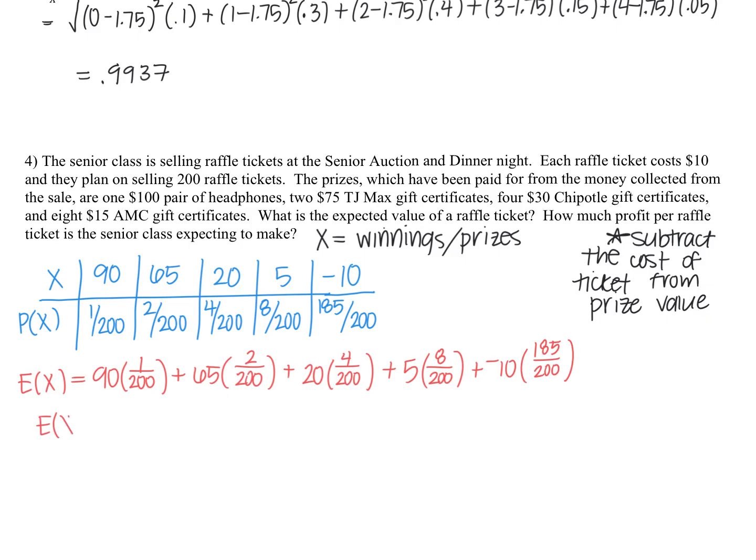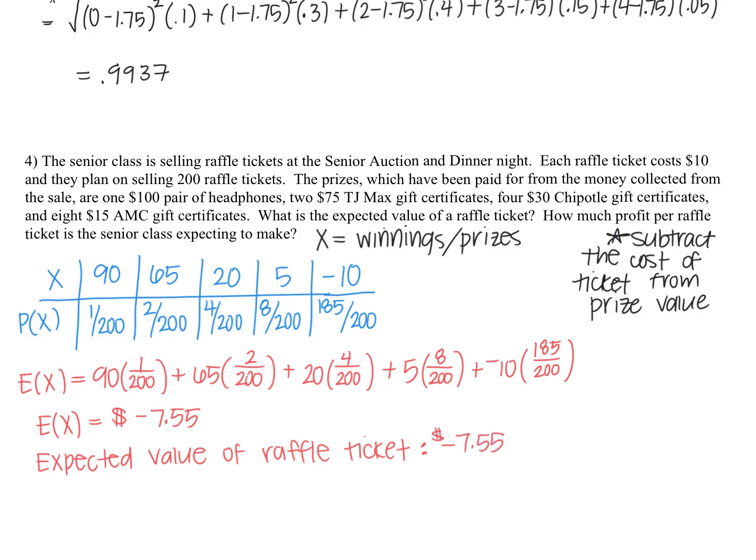So when I plug this in my calculator, we're going to get an expected value, and because it is money, it'll be a dollar sign, and it does end up being negative, so negative $7.55. So this is the expected value of a raffle ticket. So expected value of raffle ticket, negative $7.55, which is a good thing.